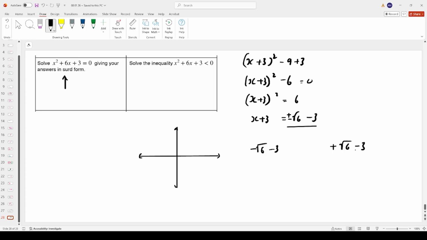Who set up their inequality like this? It seems like it's between. Because it's a positive, it's positive, and it says less than, so it's going to be this part of the graph. So it's probably going to be between.